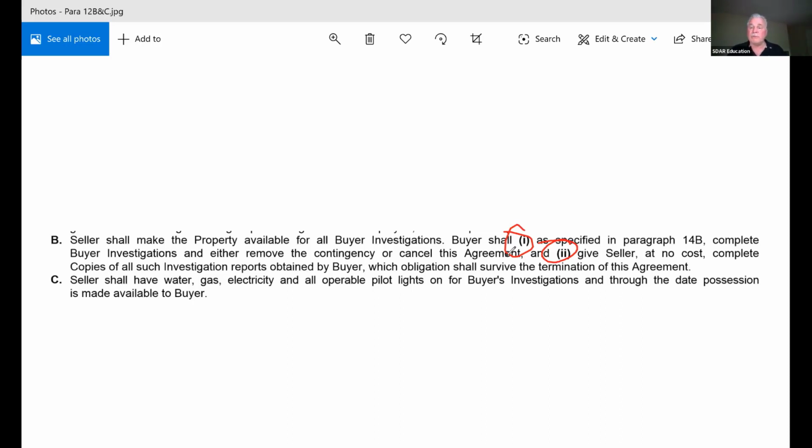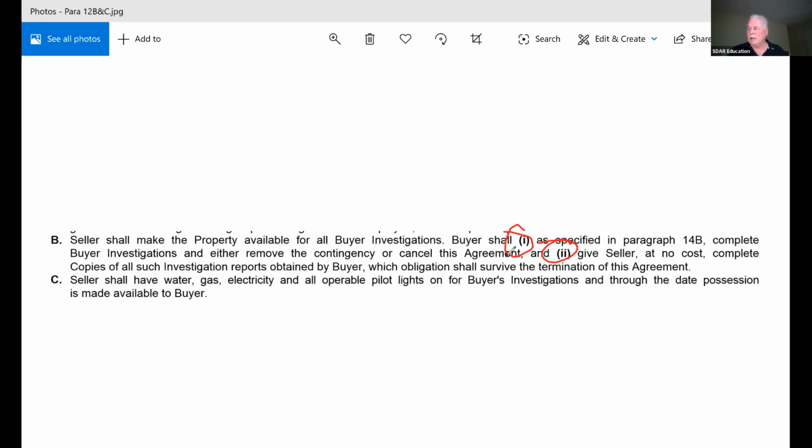Okay, now remember that if the buyer walks, the buyer leaves the transaction, that may become something that the seller is going to want to pass on to the next buyer. But if the seller doesn't get a copy of that report, they can't pass on something that they don't have. They can always tell buyer number two that there was a report, but I just don't have it. I don't know what was in it. I don't have a copy of it.